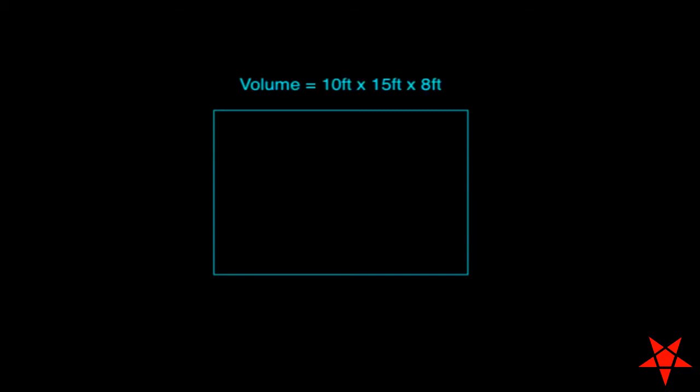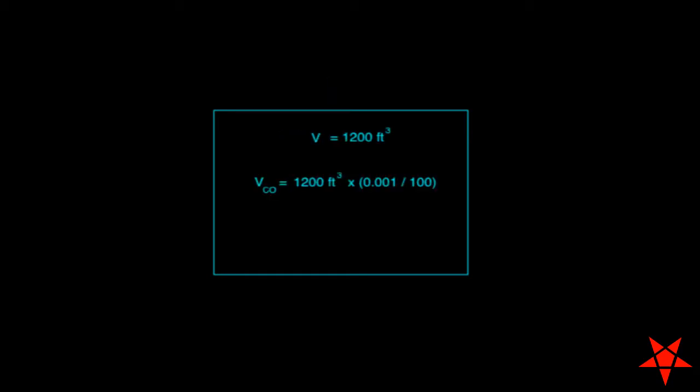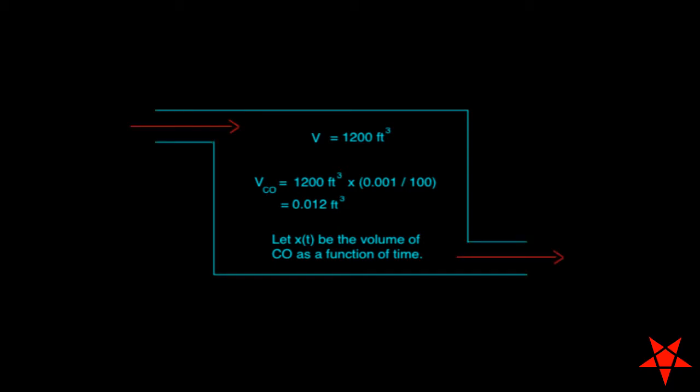Our dimensions are 10 by 15 by 8 feet, making for 1,200 cubic feet altogether. Assuming an initial concentration of 0.001%, we have an initial volume of 0.012 cubic feet of carbon monoxide in the room. For our purposes, x of t will be the volume of carbon monoxide in the room as a function of time. We will assume a single flow in and a single flow out of the room.